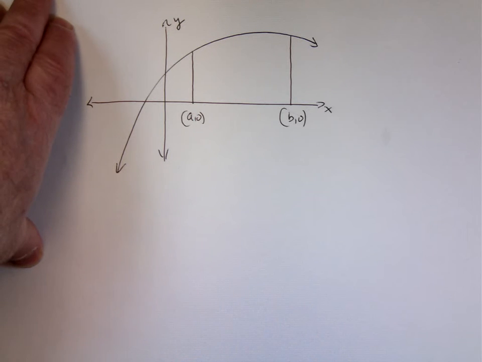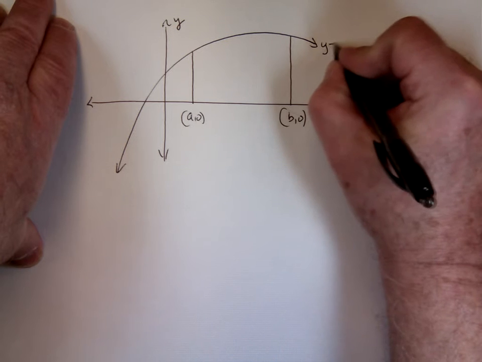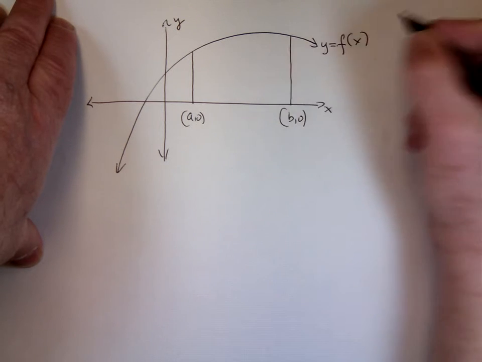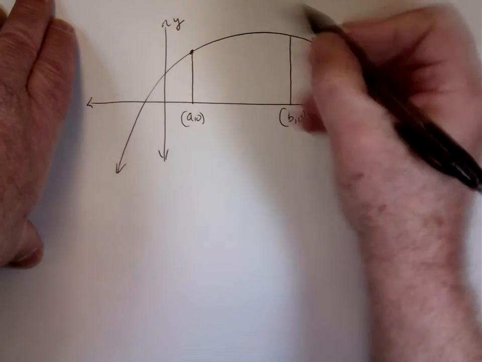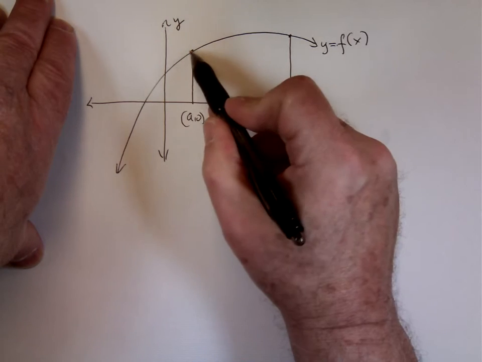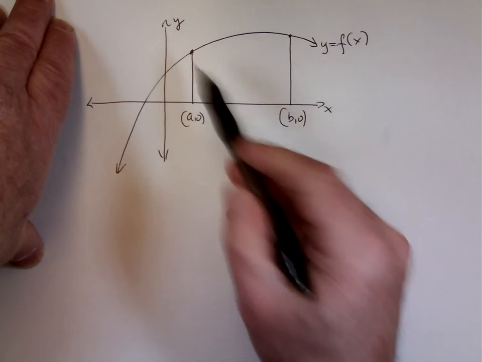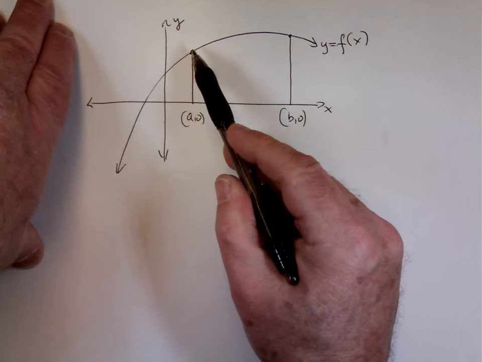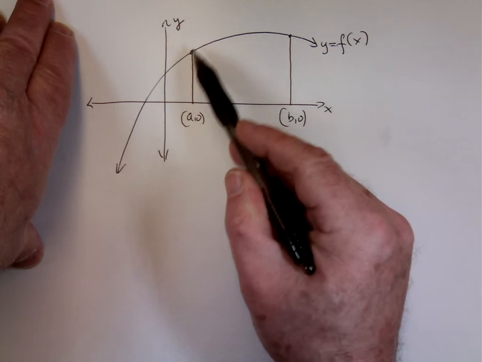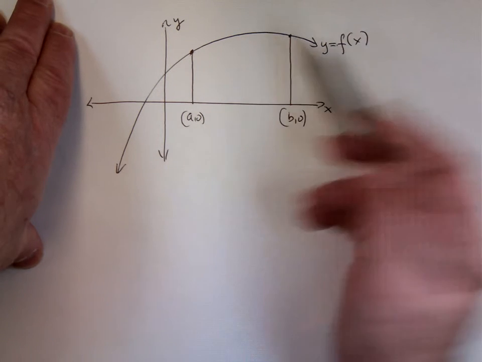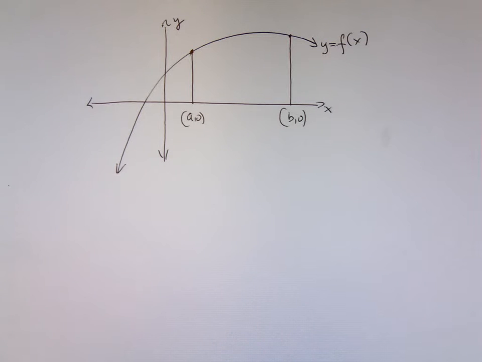We've got some function, and here's the question. We want to find the length of this curve from here to here. We want to find the distance traveled along this path. If somebody were walking along this path, what is the length of that path? What's the length of that curve?